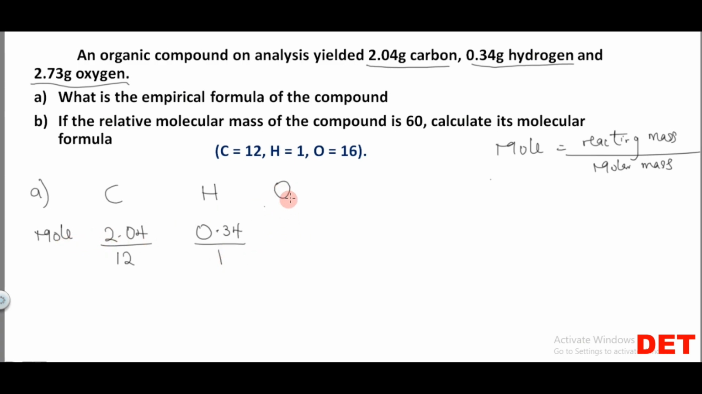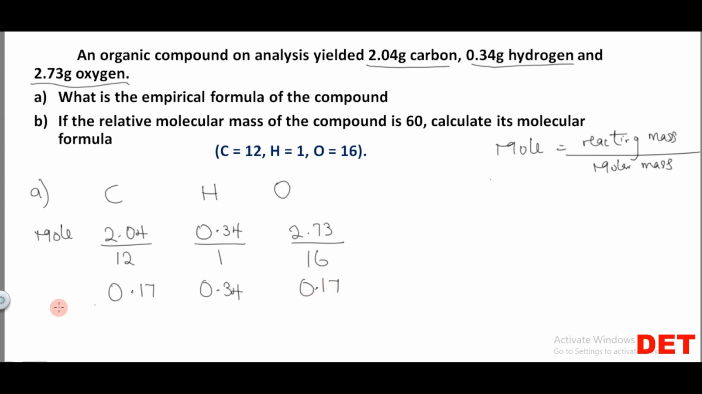Then we calculate the mole for oxygen too. The reacting mass of oxygen is 2.73, so that's 2.73 divided by the relative atomic mass of oxygen, which is 16. So when we divide, 2.04 divided by 12 will give me 0.17. 0.34 divided by 1 will still give me 0.34. Then 2.73 divided by 16 will give me 0.17.